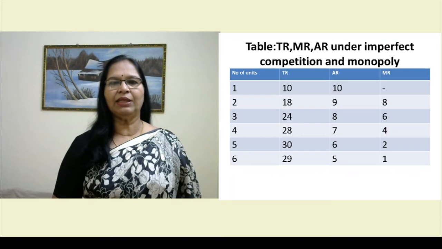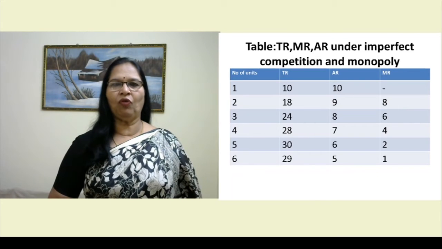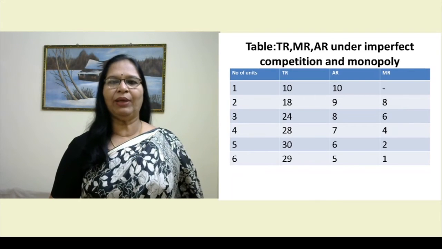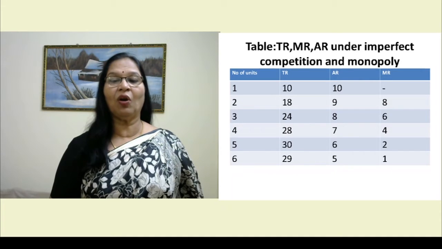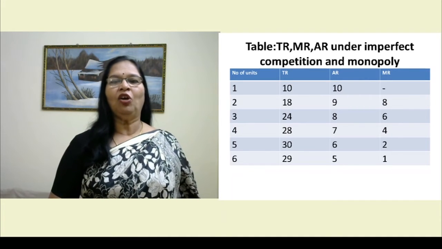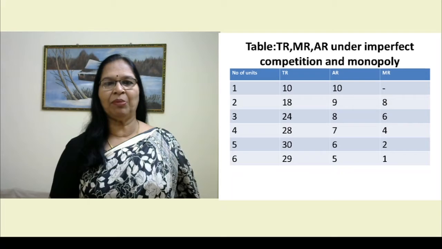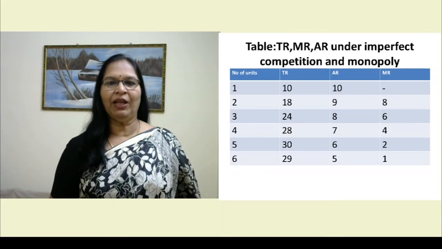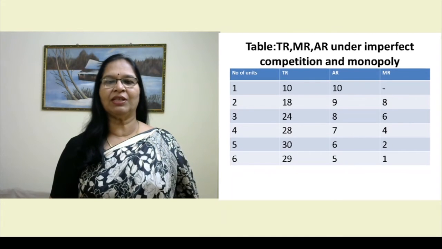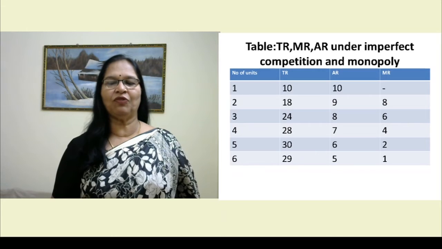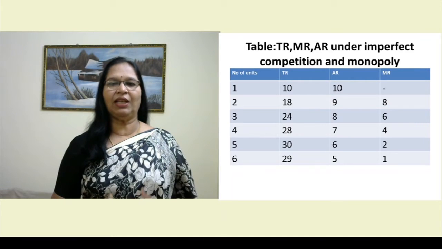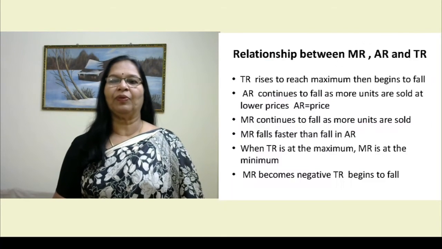So we can see the number of units sold, 1, 2, 3, 4, 5, and 6. And we can see the total revenue is not like the one that we did earlier, where the total revenue was increasing by 10 rupees every time. Here the total revenue is increasing from 10 to 18 to 24 to 28 to 30 and to 29.